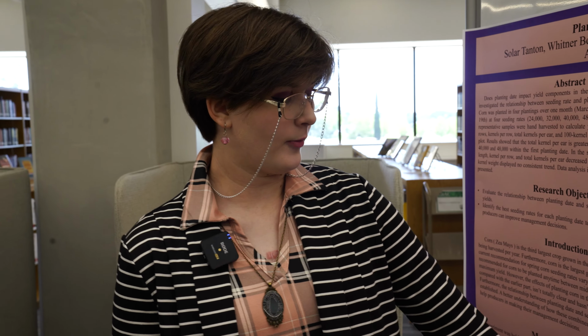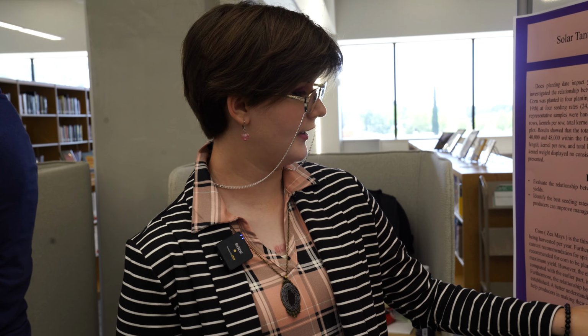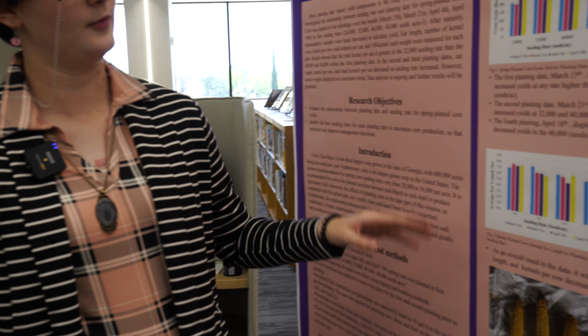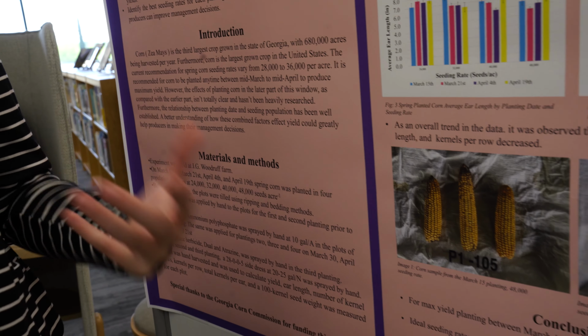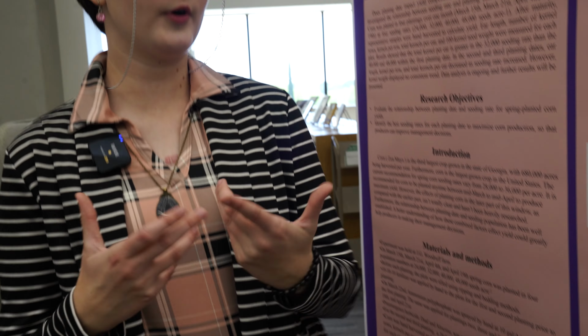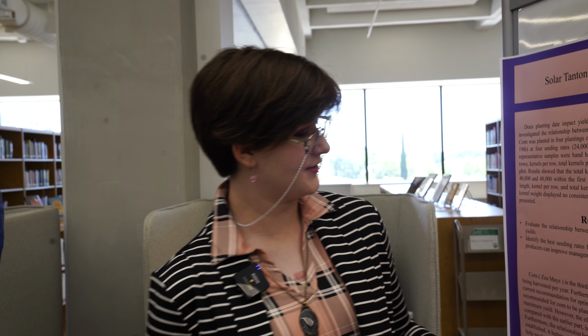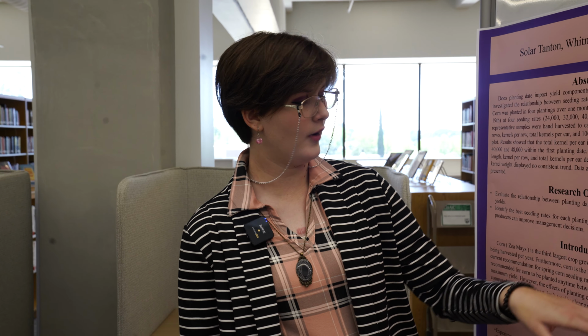Well, we are recommending that for max yield that we plant between March 15th and April 4th, which is outside of what is recommended for corn currently, being a shorter growing period. Whereas in here, it's recommended up until mid-April, where we're not recommending that. Then for the ideal seeding rates, ranging from 32,000 to 40,000 is what we're recommending, which is very much outside of what is recommended for corn in Georgia, being the 28 to 36,000.